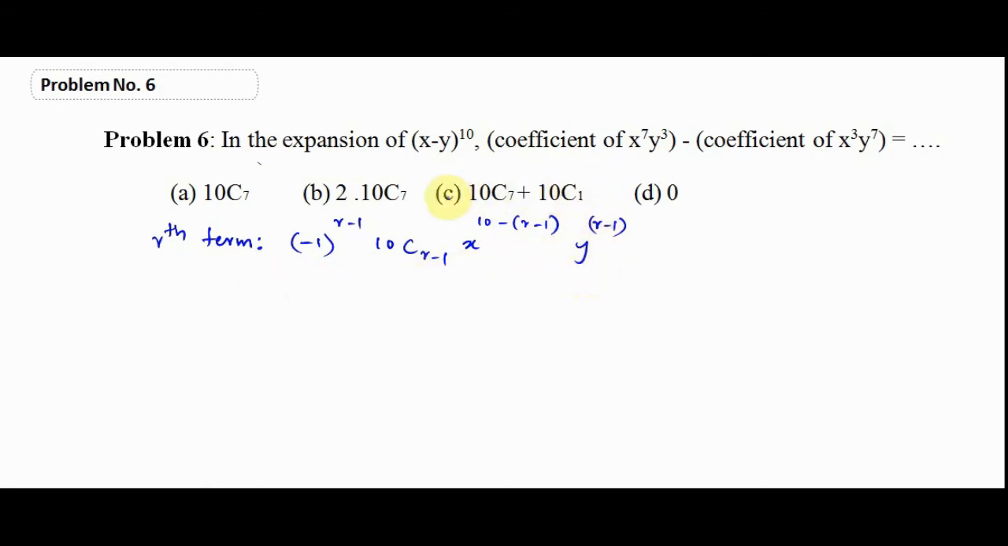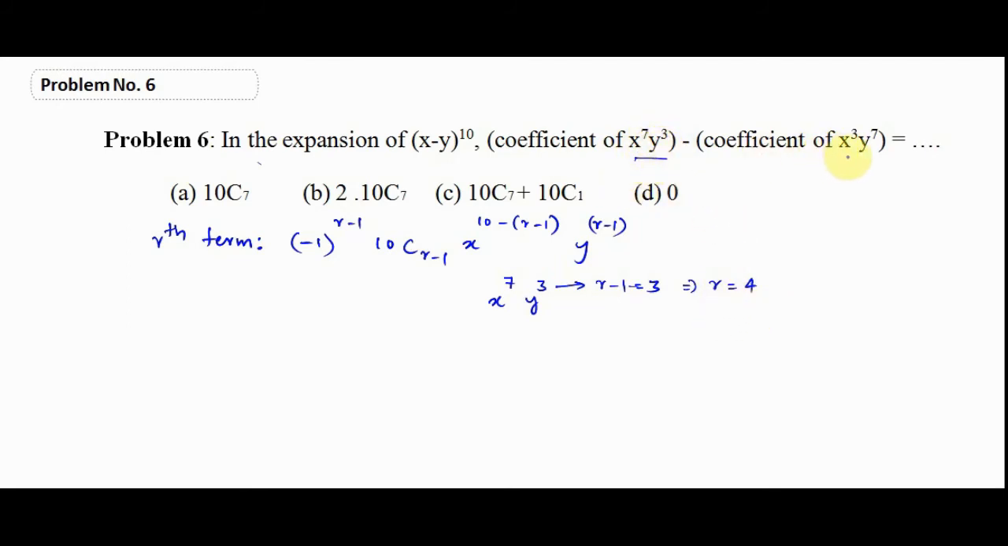So this will be the rth term in the expansion. Now let's find which term has x raised to 7 y raised to 3. If the term has x raised to 7 y raised to 3, then r minus 1 is equal to 3 for that term. In the general expression the power of y is r minus 1, and in this term we have the power of y as 3. So if r minus 1 is equal to 3, then the value of r is 4. So the fourth term will have x raised to 7 y raised to 3.